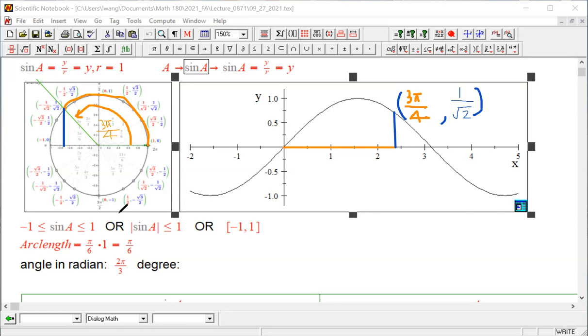Got it? So you do the positive, you know the negative. That's how it's been created. So how about for cosine? Cosine is similar. The only difference is cosine uses the red number. Remember, cosine is x over r, right? So it's going to be x on the unit circle.